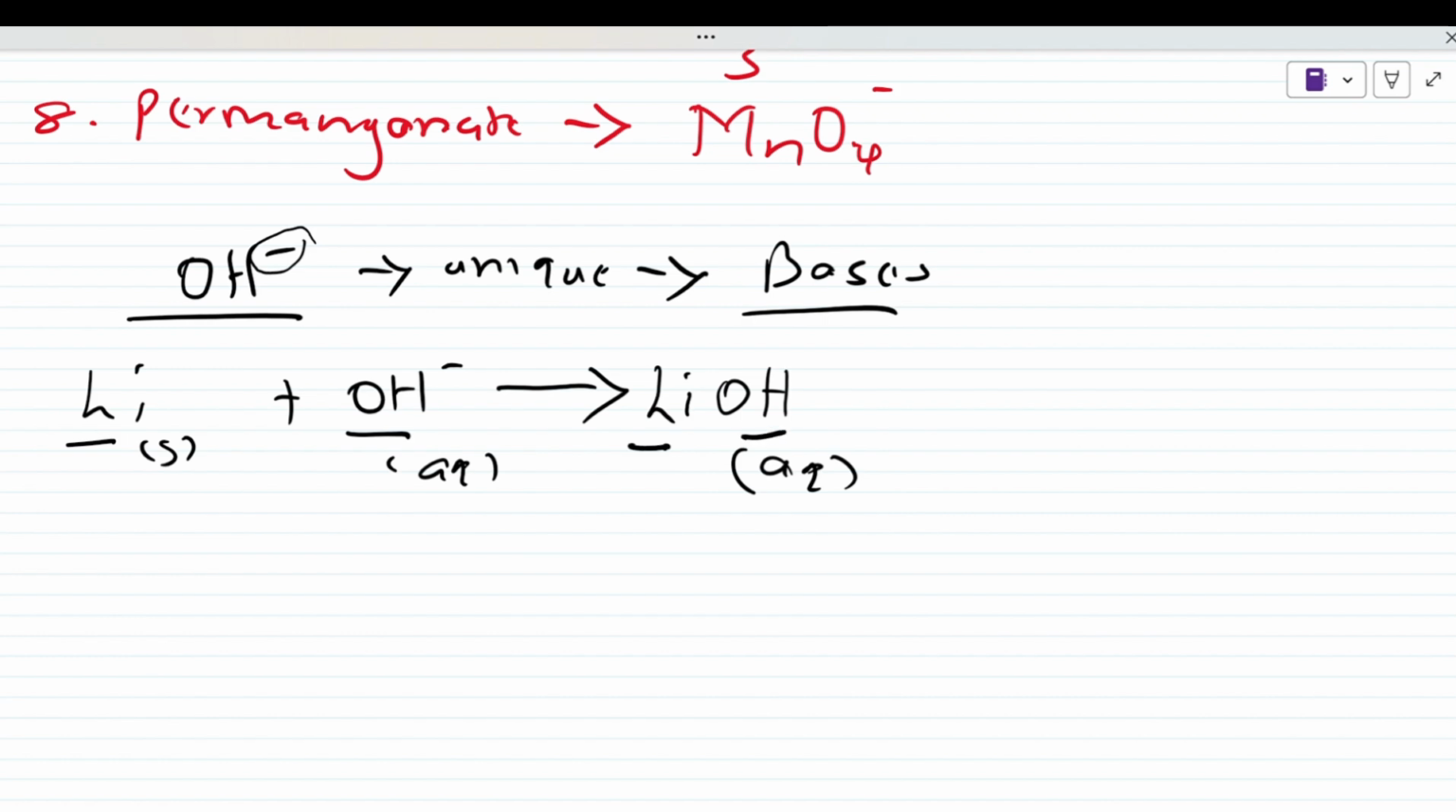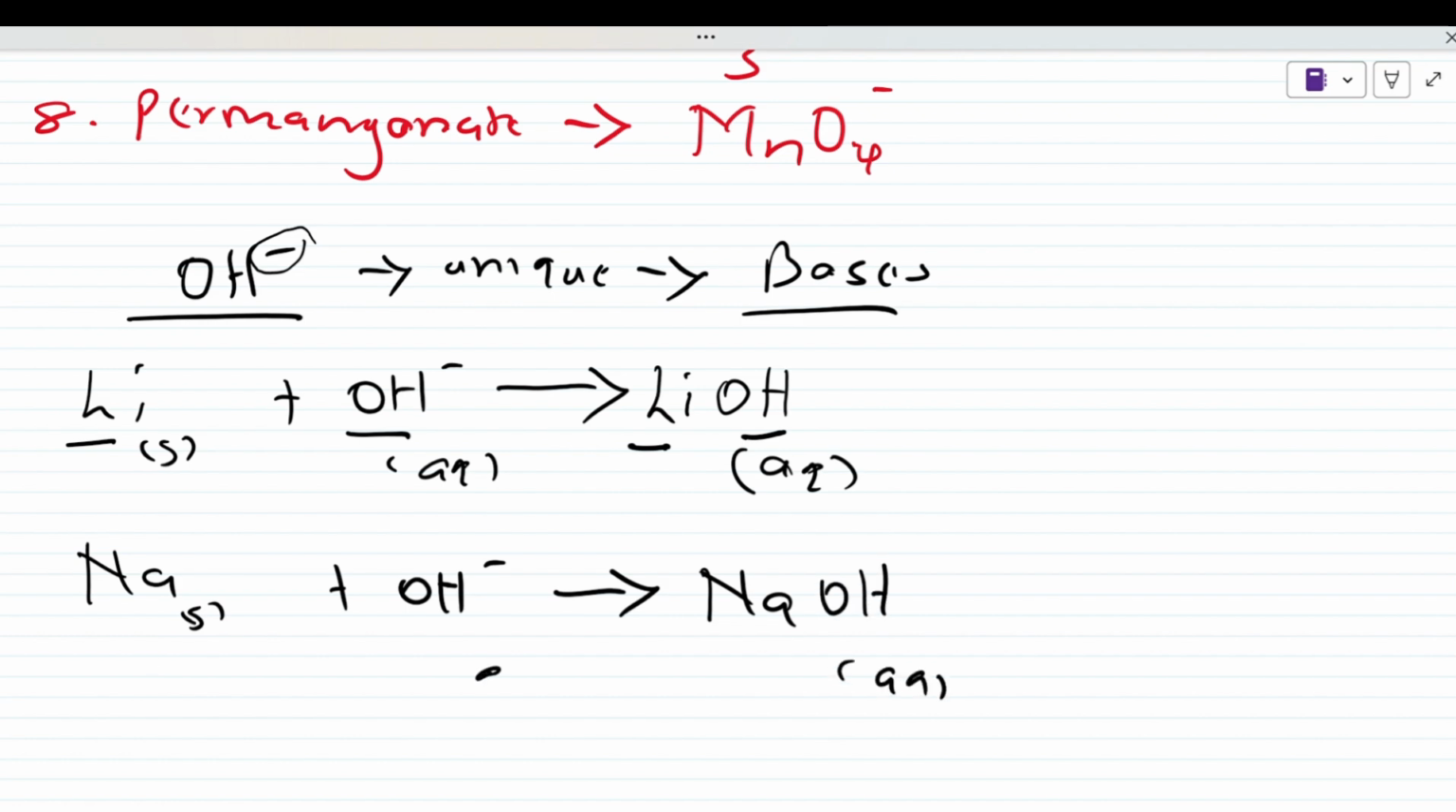I can go ahead and do another example using sodium. I can bring in Na, solid, plus OH minus. The same thing because they are all elements in group 1. I'm going to have NaOH, aqueous, and this is a solid. There's no need for balancing because I have one sodium, one hydroxide, one sodium, one hydroxide on the product side. So that's it. Now, the next thing that I'm going to do, I'm going to erase this part.